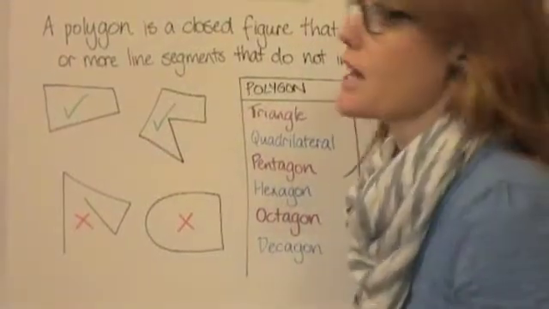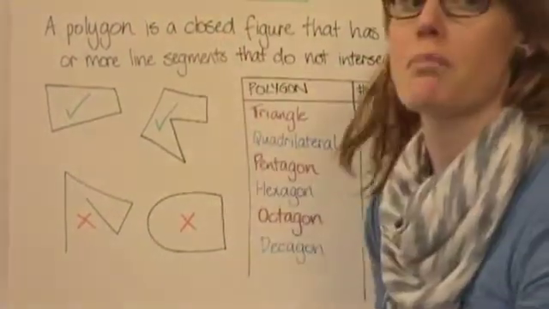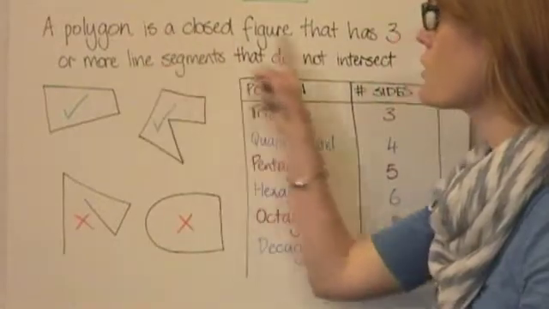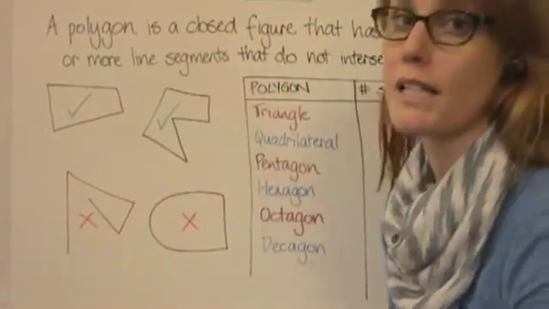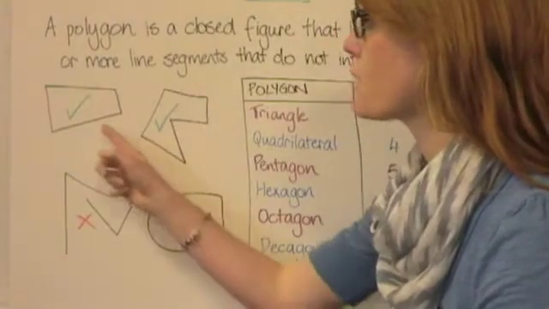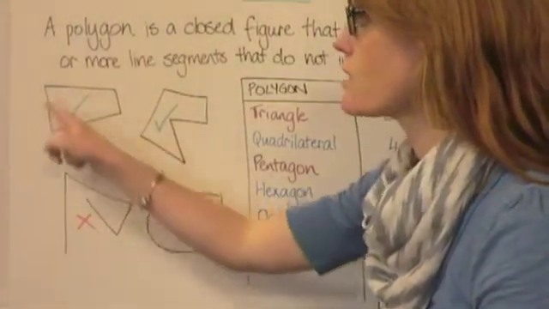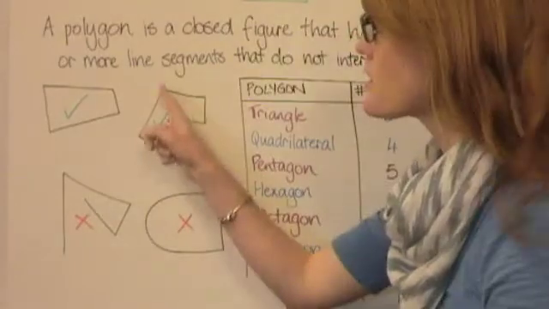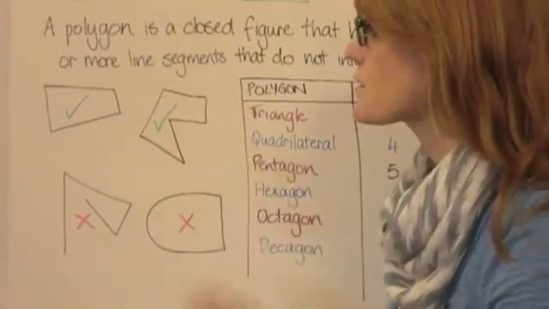Hi everyone, today we're going to have a look at exploring and classifying polygons. A polygon is a closed figure that has three or more line segments that do not intersect. So here we have two examples of polygons. This one has 4 line segments, this one has 6 line segments.